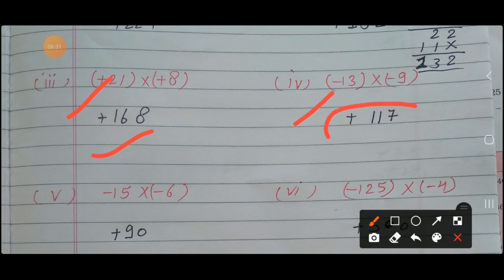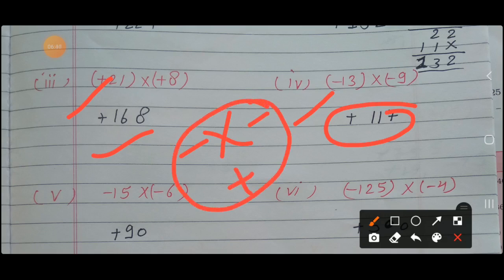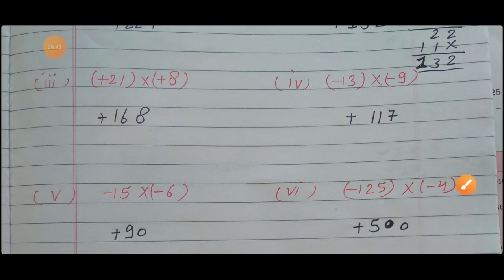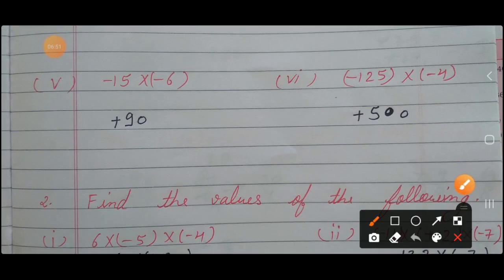Yes. If we are taking two negative integers in multiplication, then we will get a positive product. Okay, these signs you have to keep in your mind. Minus minus plus. If you are multiplying minus by minus, plus you will get. Fifth, minus 15 multiply by minus 6. Both are negative. Yes, the product we will get with a positive sign, that is 90. 15 multiply by 6, 90.